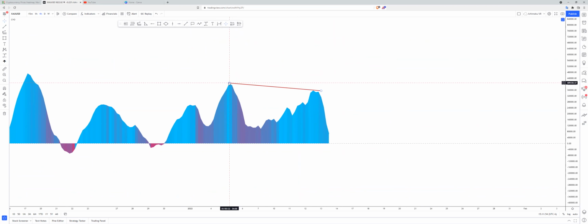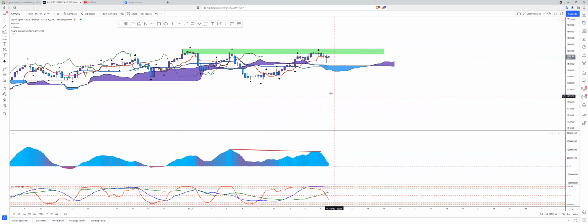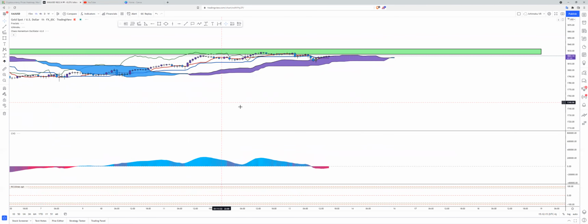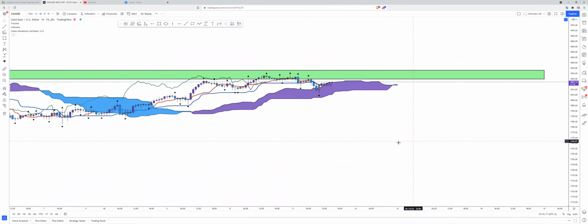This point is higher than this point. So this is showing that sellers are definitely in the market. And if you look at this here from this point, we were at this high and we're here now, and we're still at the same high while this is decreasing, which is showing us that sellers are going to start taking over this market.